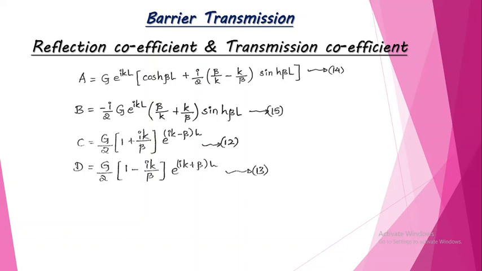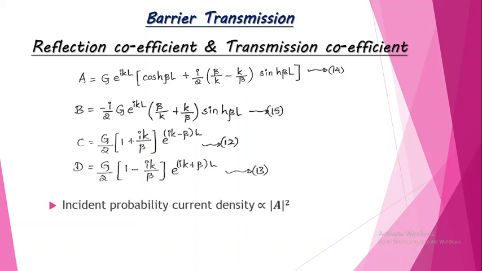A is with respect to the incident wave, B is with respect to the reflected wave, and C and D are with respect to the waves within the barrier of potential V0, and all these are expressed in terms of the transmitted wave, which is with respect to capital G. I have taken the same equation numbers so that it will be easier to follow. By using these four equations, we can find the reflection coefficient as well as the transmission coefficient.